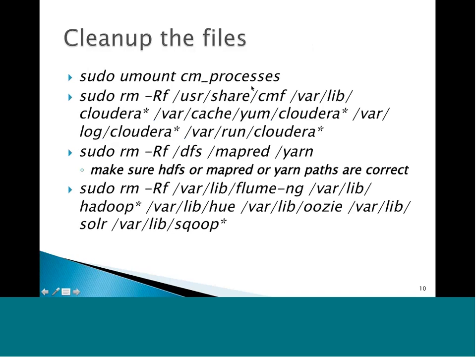First you have to unmount the cm_processes, and then you have to run these rm -rf commands. But you have to fix the path depending upon the way you have installed. If you have installed using packages, certain things might go under /usr, whereas if you use parcels, it might go under /opt.